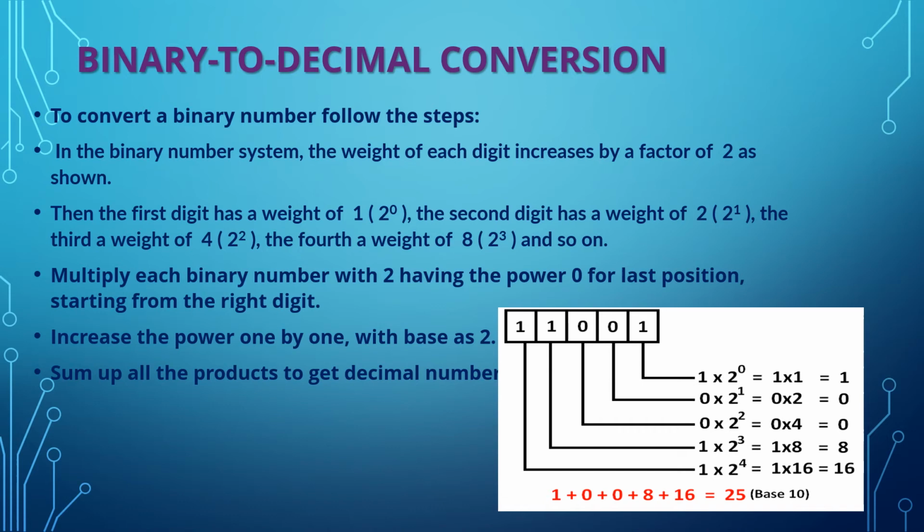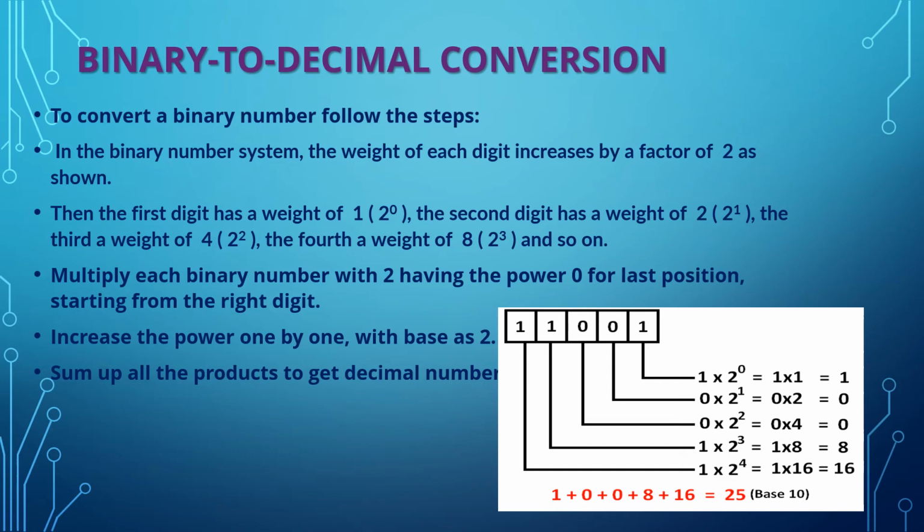For example, here we are going to convert the binary 11001 to its equivalent decimal. So the rightmost bit is the least significant bit and the leftmost is the most significant bit. The rightmost digit is 1 and it is multiplied with 2 power 0. The second from the right is 0 and it is multiplied with 2 power 1. The third digit 0 is multiplied with 2 power 2. The fourth digit 1 is multiplied with 2 power 3 and the most significant bit is multiplied with 2 power 4.